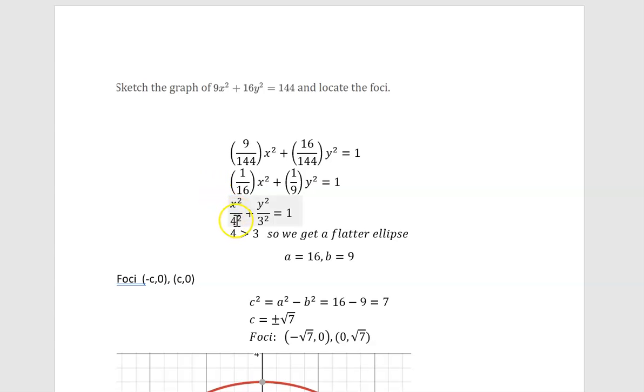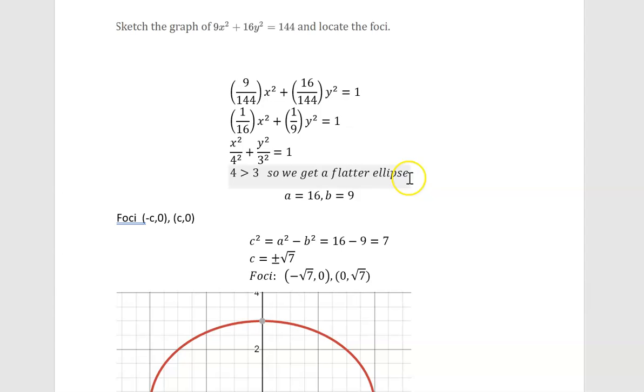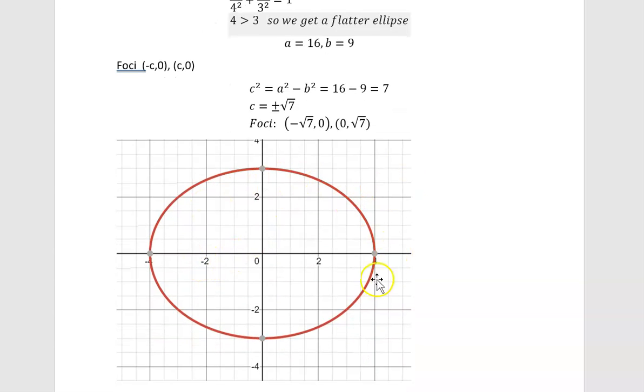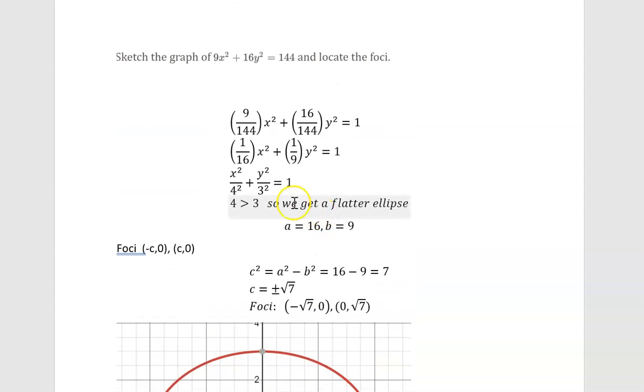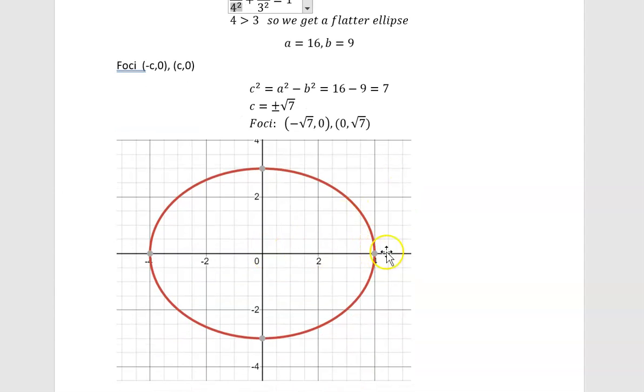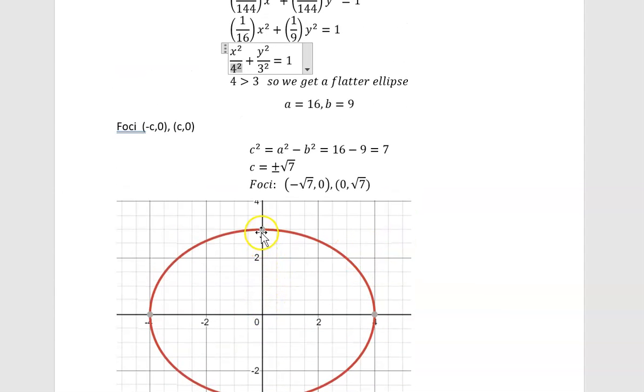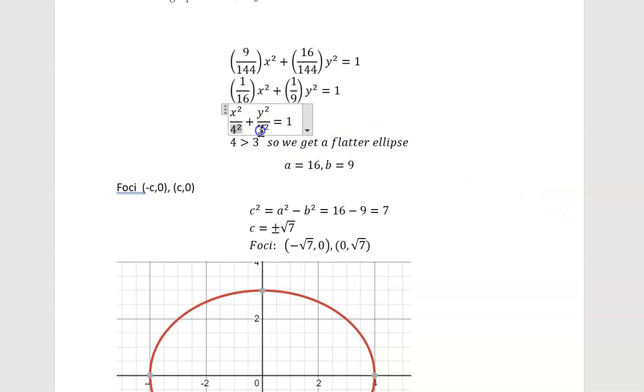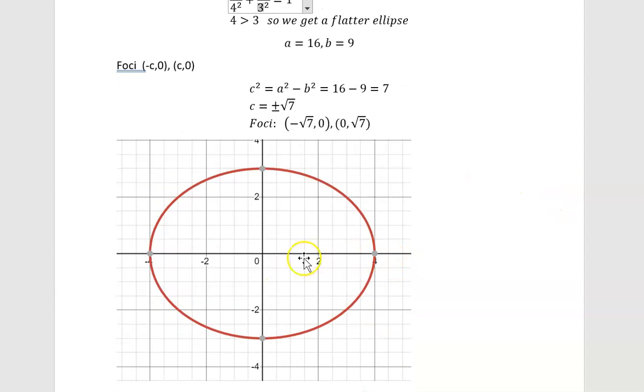And whatever is under the x squared is bigger than what is under the y squared. So 4 is greater than 3, and we get a flatter ellipse. Because 4 is greater than 3, we need a flat ellipse, and we need to find the foci now. So the ellipse will be like that. This distance will be A, called the major axis, and this is called the minor axis. So the major axis is 4, that is A. And the minor axis is 3, the other one. But we still need to find the foci.